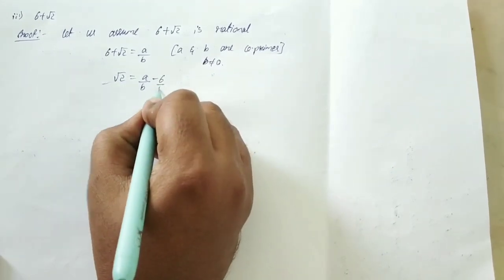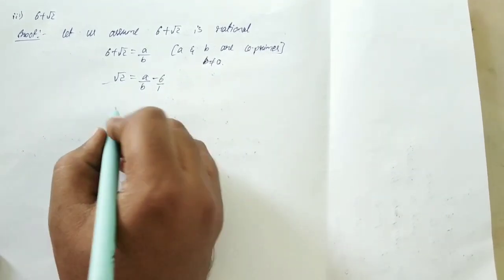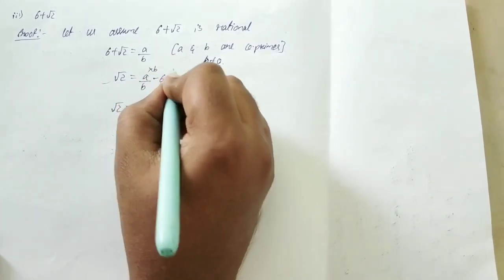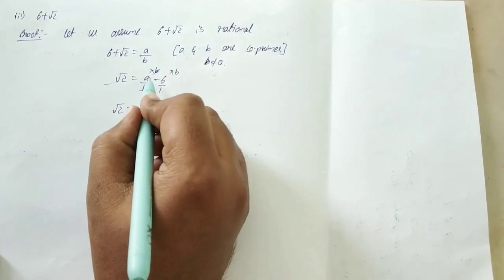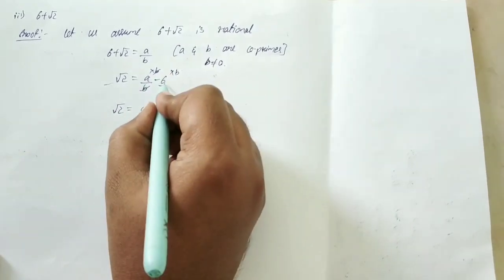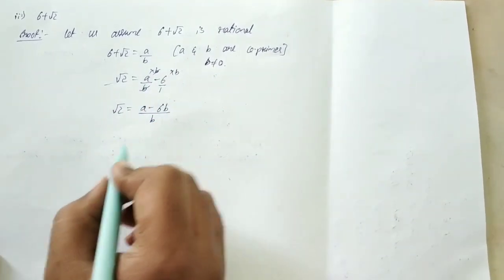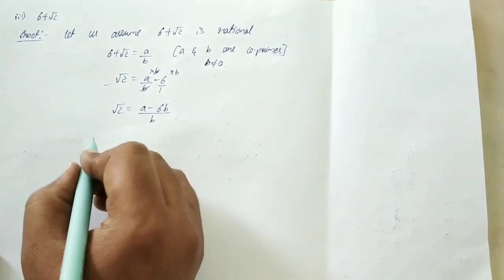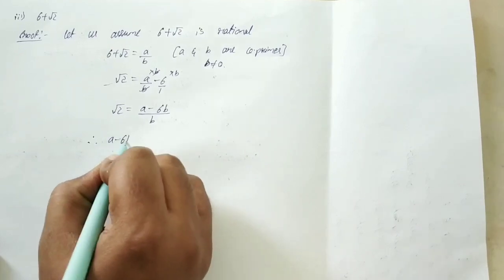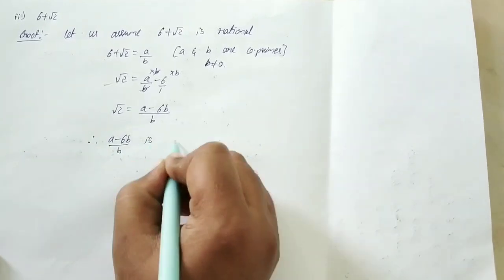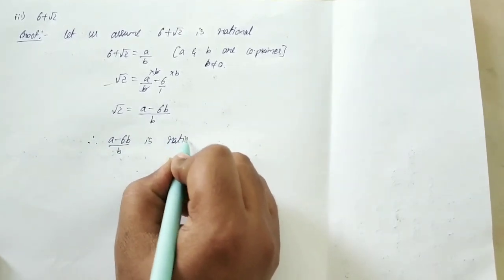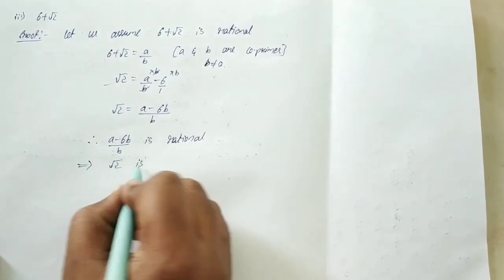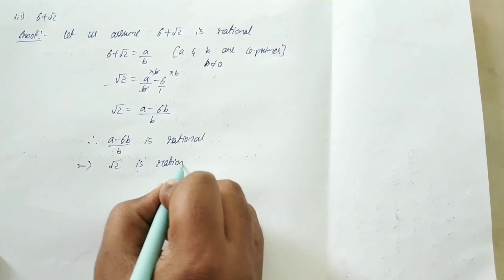So we have to take the LCM here. For 1 and b, LCM is b itself. So root 2 is equal to, b is LCM, so here into b. So b and b cancels. So a into 1, a minus here 6 into b, 6b, right? So this is in the form of fraction, right? Then it is considered as rational. Therefore a minus 6b by b is rational. If RHS is rational, then LHS should be also rational. That means root 2 is rational.